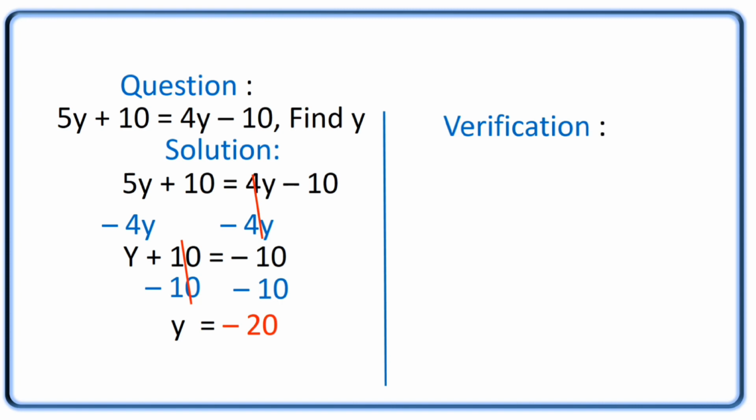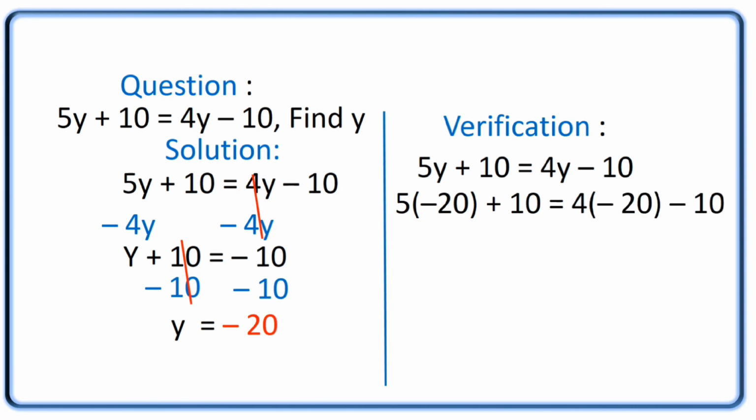For verification, we have to verify the sum. Taking the sum, that is 5y plus 10 is equal to 4y minus 10. Replace the value y by minus 20. 5 into minus 20 plus 10 is equal to 4 into minus 20 minus 10. Plus 5 into minus 20 is minus 100, plus 10, is equal to plus 4 into minus 20, which is minus 80, minus 10.